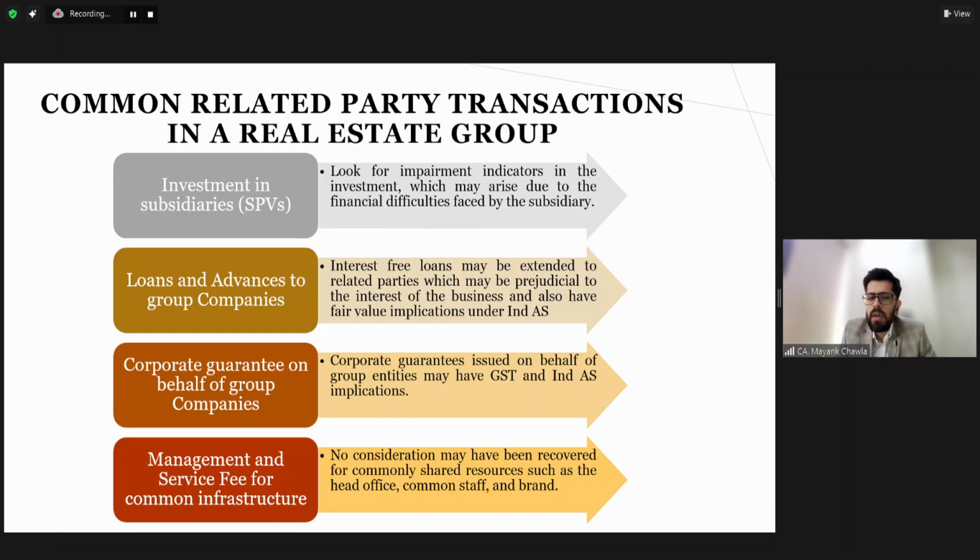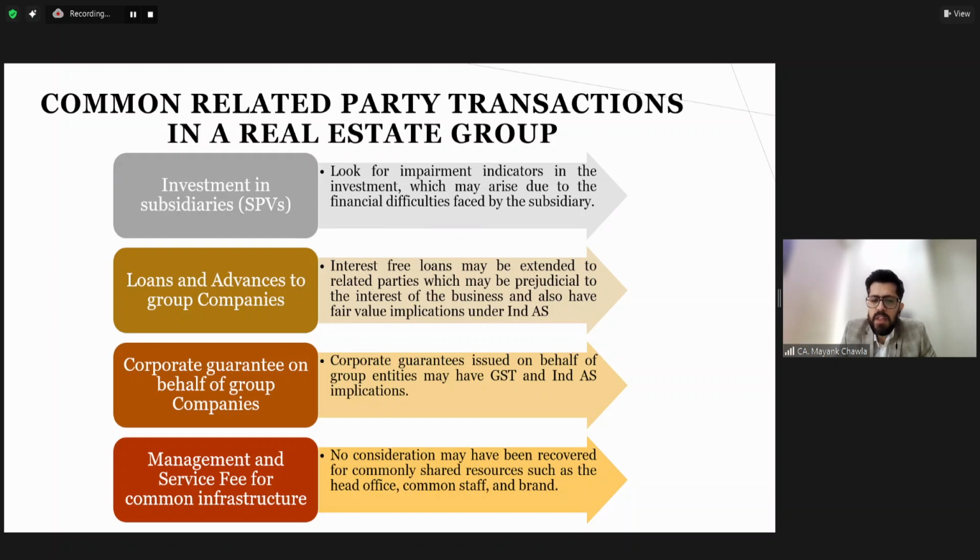Then the third point, corporate guarantee. Well, this has been a very prevalent topic, or you could say a famous topic, in the last 1 or 2 years, because there have been certain changes in the GST, which imply that GST has to be payable even though no corporate guarantee charges have been recovered by a holding company from their group companies. So that has to be taken care of, and also Ind AS requires accounting for these corporate guarantees at fair value, considering them as deemed equity investments.